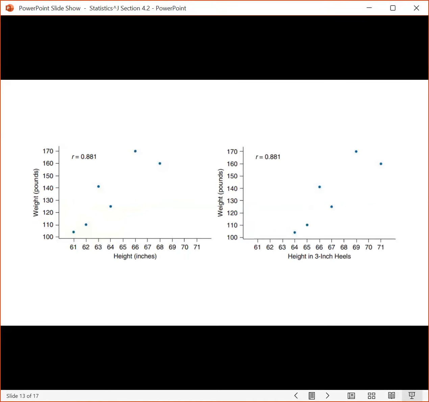Okay, and then this is an example for the height and weight for women. We've got the points, and so there's a 0.881. So the idea is you could draw a line here. If you just took all those points and shifted them 3 to the right, you can go ahead and draw the line here. It's a different line, but the clustering is still the same. So the correlation coefficient is still the same.